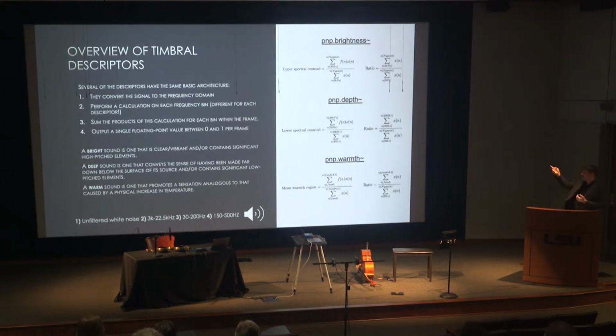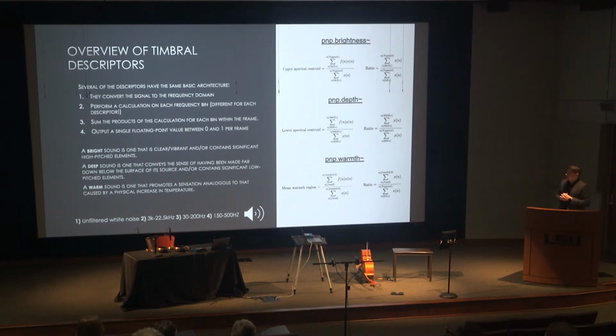We add up all of the bins. In the case of brightness, we add up all of the bins between 3,000 hertz and the Nyquist frequency, which is just half of the sampling rate. It's 22,050 hertz, just outside of our upper threshold of human hearing. We multiply each bin by the frequency associated with that bin at that place within the frame, and then the normalized magnitude. Then we divide that by the sum of all of the normalized magnitudes for all bins.